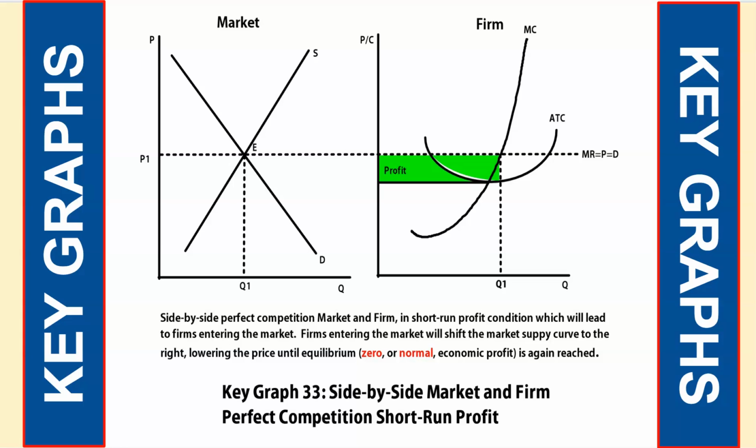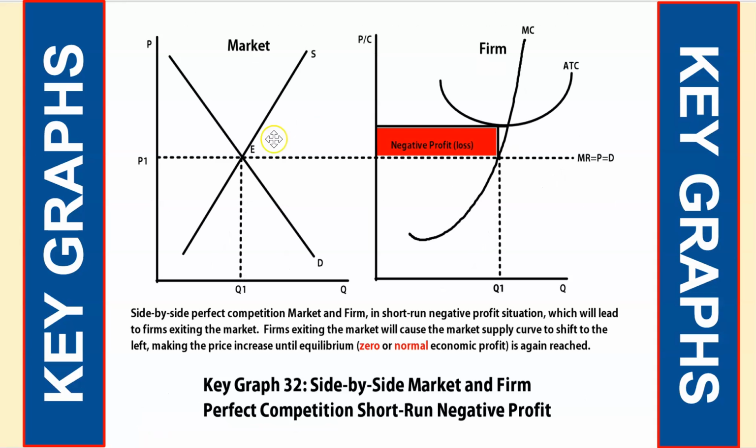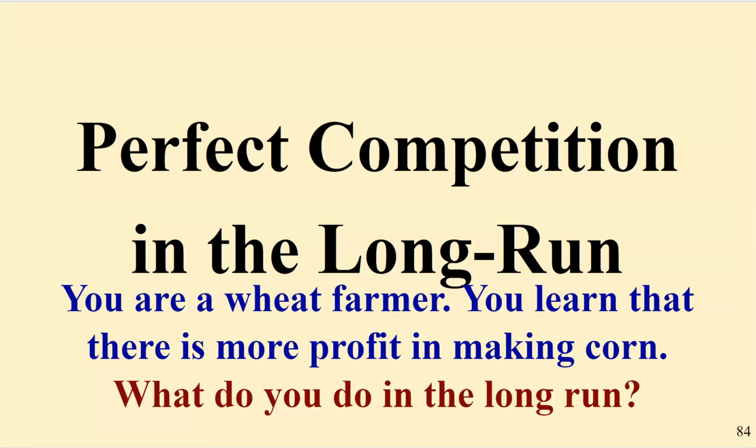And going back to that key graph really quick for a second, this would be long run equilibrium. ATC is meeting MR = D = AR at its minimum, MC intersecting ATC at its minimum where it meets MR = D = AR. That's long run equilibrium. The other two, the last two graphs that we looked at would be short run, because ATC is not meeting MR = D = AR at that minimum ATC. Okay, and now what we're going to do is take a look at this. So how do we get from this short run, what's happening in these two key graphs, to get us to long run? Okay, we're going to look at wheat farming and profitability in making corn.